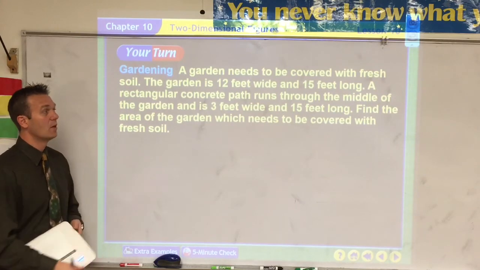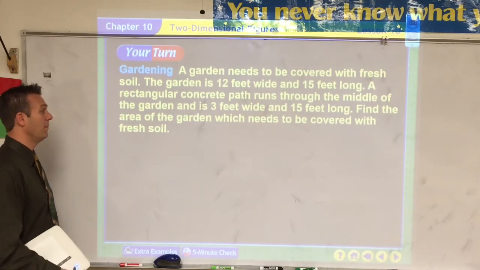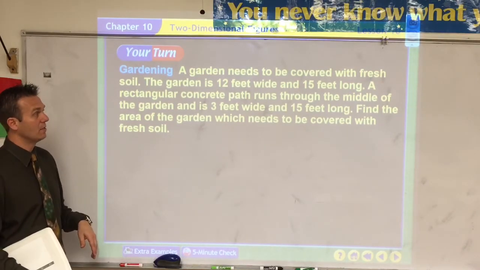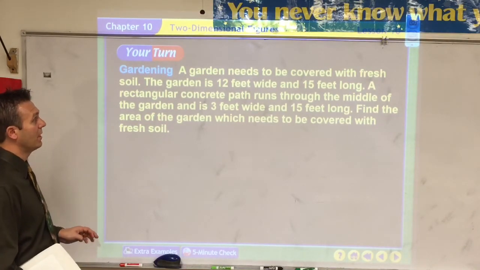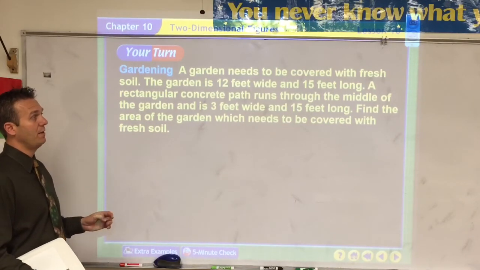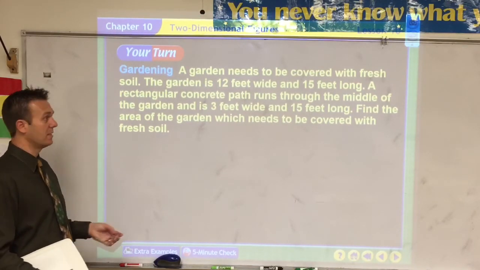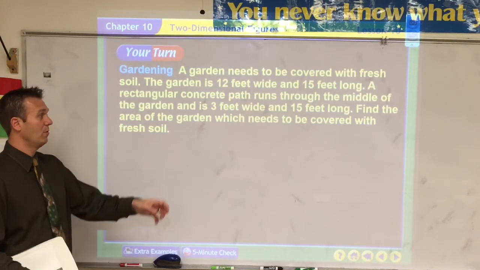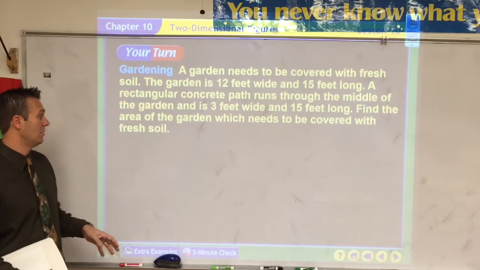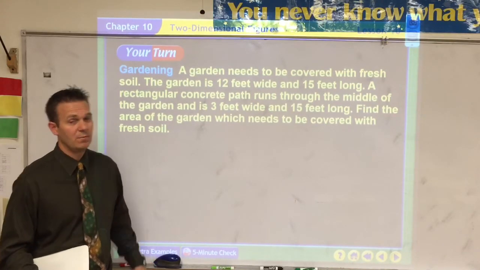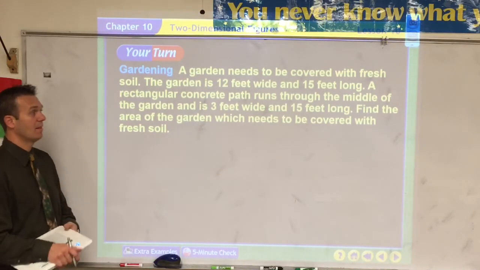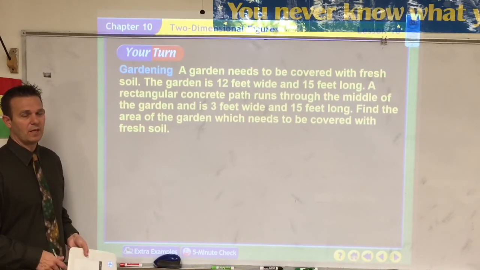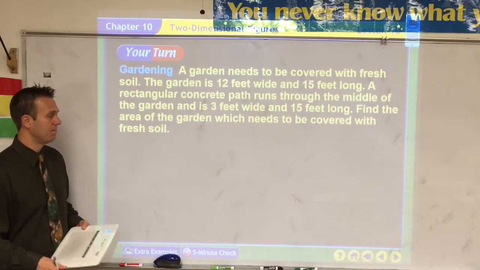So here's your turn. Go ahead and write out the whole question, all right? Make sure you get it all down, and once you have it all written down, then you're going to want to go ahead and solve the question. A garden needs to be covered with fresh soil. The garden is 12 feet wide and 15 feet long, so it's a rectangle. A rectangular concrete path, so it tells you right away 3 by 15, is going through the middle. Find the area of the garden which needs to be covered with fresh soil. So you're going to be subtracting that path that's running through the middle. So this is only 2 equations that you have to do for this one. Okay, and they're both rectangles, so there's a helpful hint.